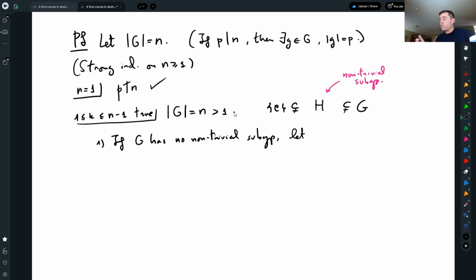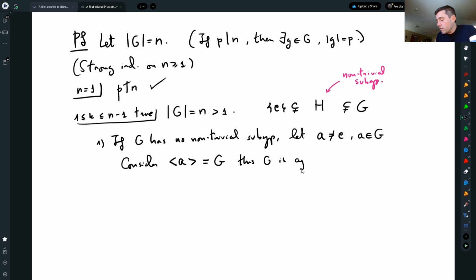So there is some element that is not the identity. Let A be an element of G, not the identity, and consider the subgroup generated by A. It is not the identity subgroup because A is not the identity and this contains A. So it has to be the entire group. Thus, G is cyclic in this case.